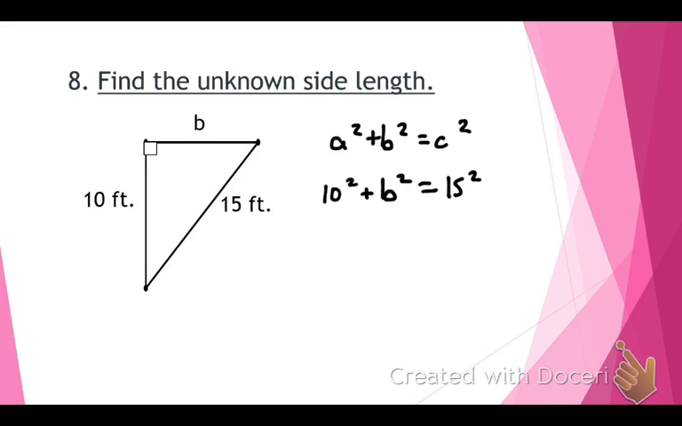10 squared, what is that? 100. Good job. So I'll bring down my plus, and I'll bring down my b squared, my equal sign. What about 15 squared? Jakari, what is that? Very good, 225. Now remember, my whole goal is to get b on the side all by itself, but there are some things not allowing it to be by itself.